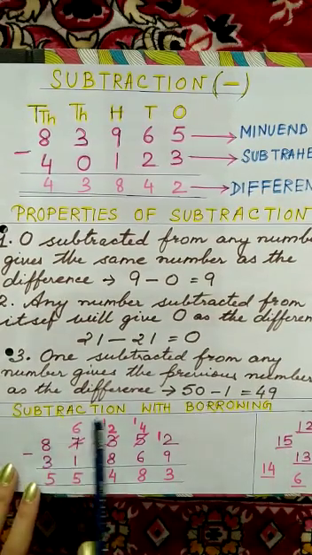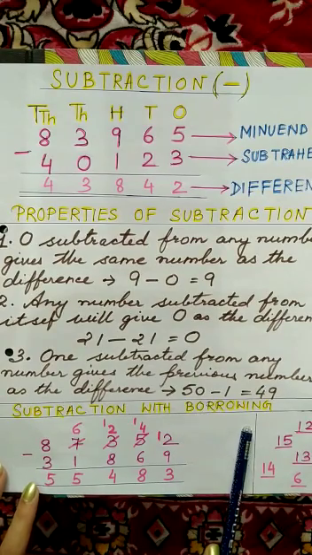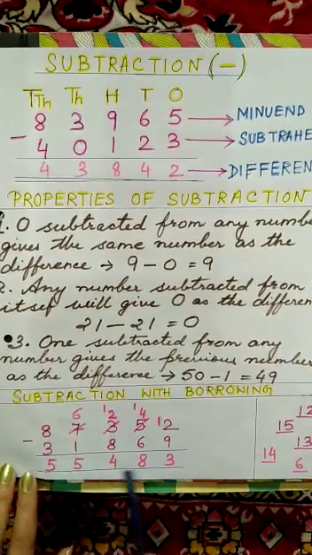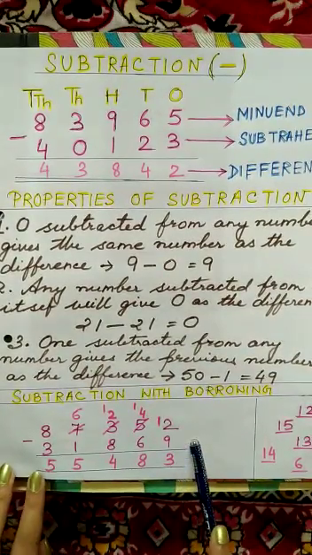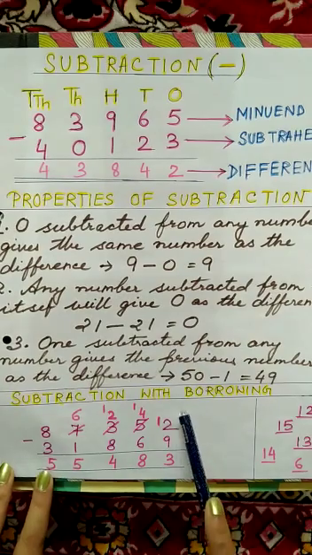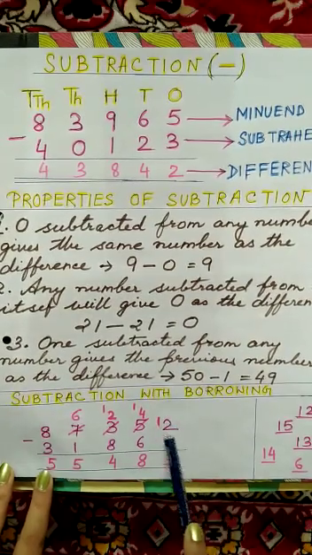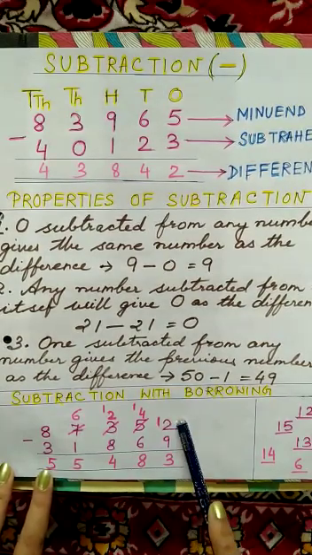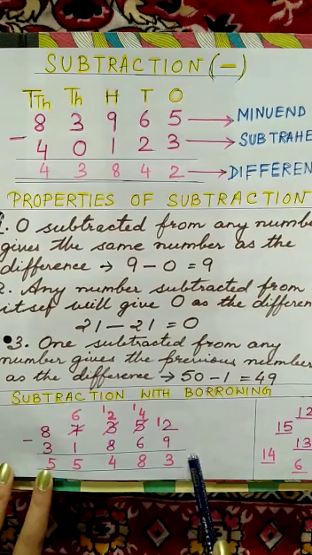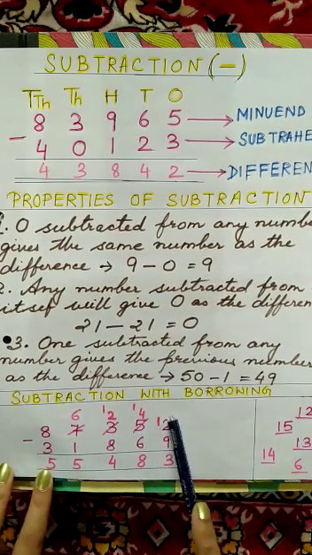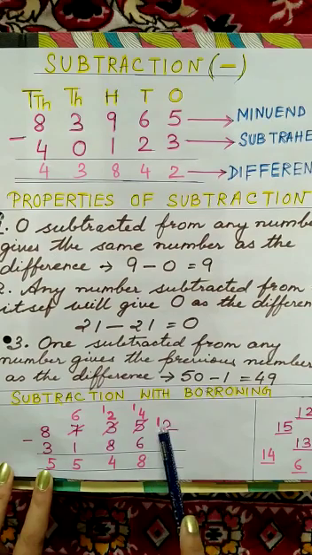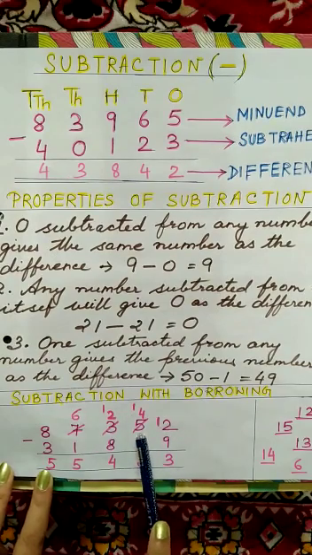Now children, let us see how we do subtraction with borrowing. Now, why do we borrow? We borrow when the upper digit is smaller than the lower digit. Since we cannot subtract a larger digit from a smaller digit, we borrow. Now here in this sum, we have 2 on top and 9 below. We cannot subtract 9 from 2. So we borrow 1 from the previous number.